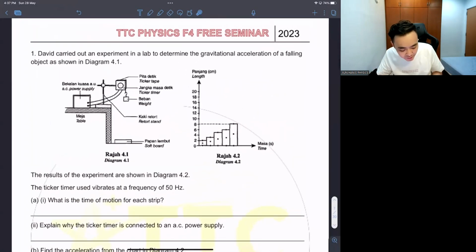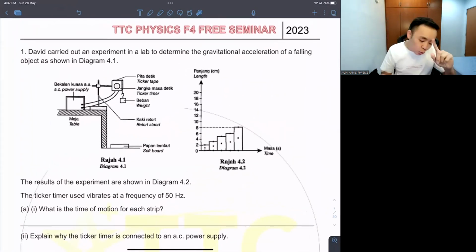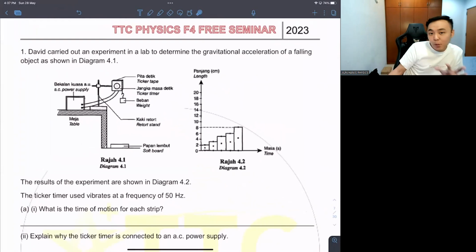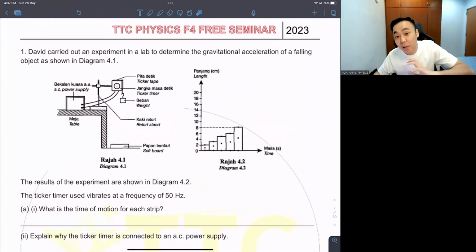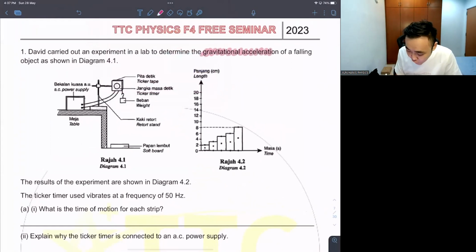Can you look at page number 7? Page 7, we do question 1 straight away. We use questions to learn as well, Q&A style. Meanwhile, you know how they ask you in the exam. Okay, so David carried out an experiment in a lab to determine the gravitational acceleration of a falling object.